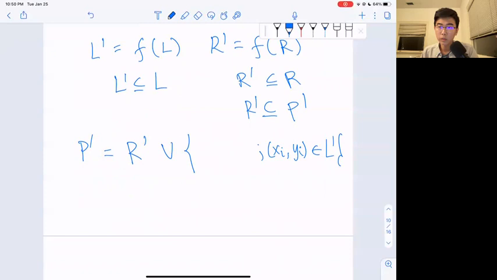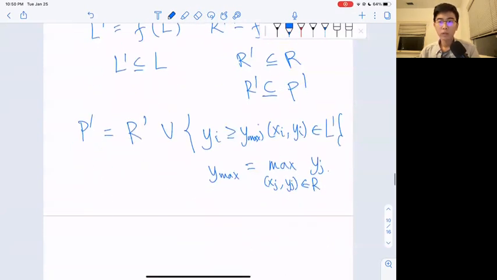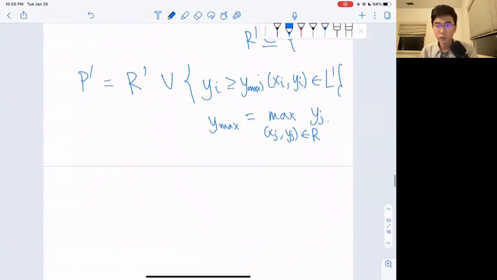Now the criteria is that the y value of this point in L prime is greater than the y values of all points in R. And let's just call that value y max. The criteria is y_i is greater than or equal to y max, and y max is the max of y_j over the points (x_j, y_j) in R. So that tells us the logic of how to produce P prime, but we still have to figure out the algorithm and its runtime.